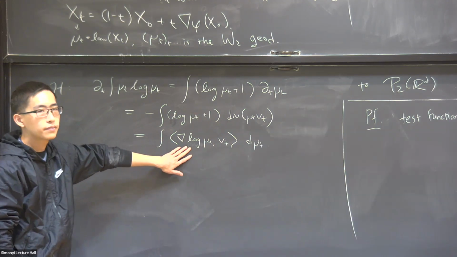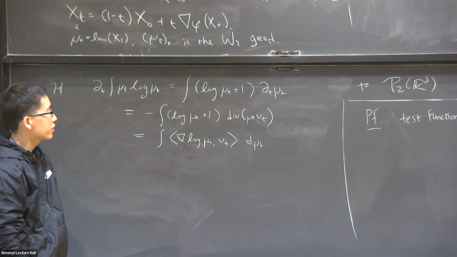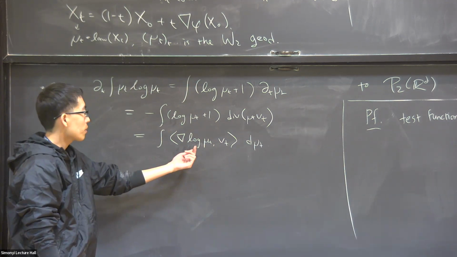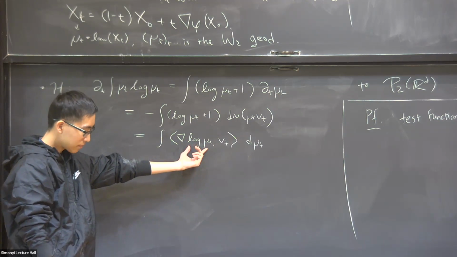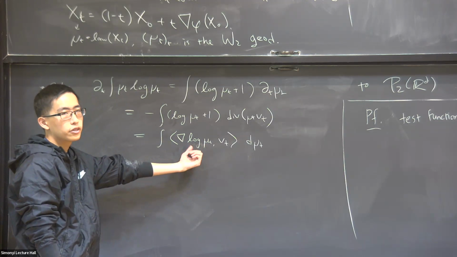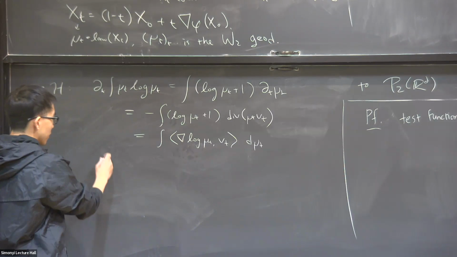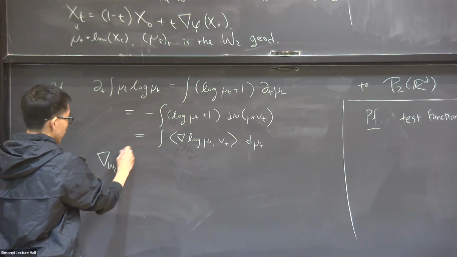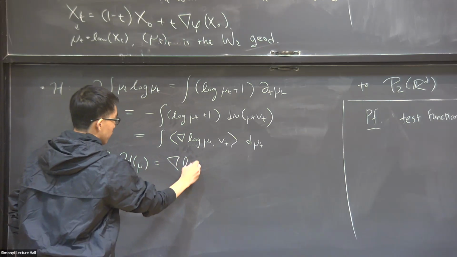Now the same story: this is the right-hand side of the definition of my gradient. So this is my candidate for the Wasserstein gradient. It's also the gradient of some function, so therefore I know it belongs to the tangent space. So I've identified the Wasserstein gradient of the entropy at mu as the gradient of log density.